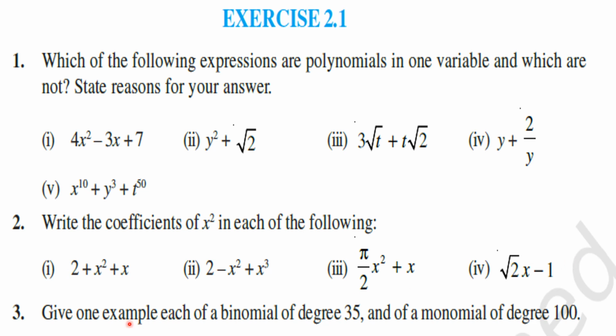Third is, give an example of a binomial of degree 35. Very easy. First of all, what is a binomial? Having two terms. Degree required is 35. Write any number of your choice. You can write x power 35 plus 2. You can write y power 35 plus 3. So you can write any example, but it should contain two terms and the maximum degree should be 35. Then it says write a monomial of degree 100. It is very easy. I hope you will do it on your own.